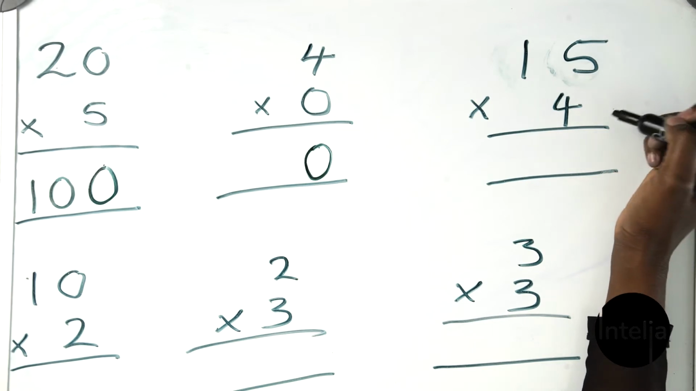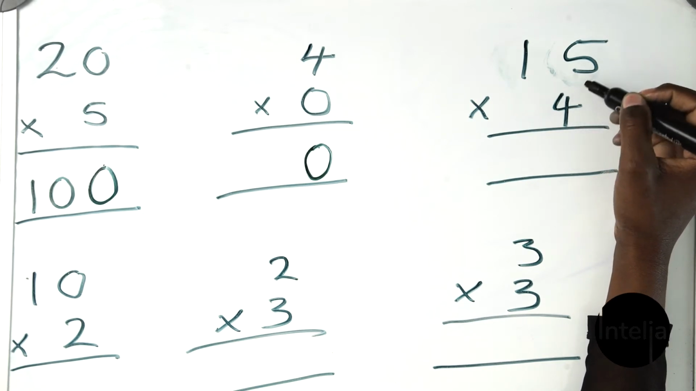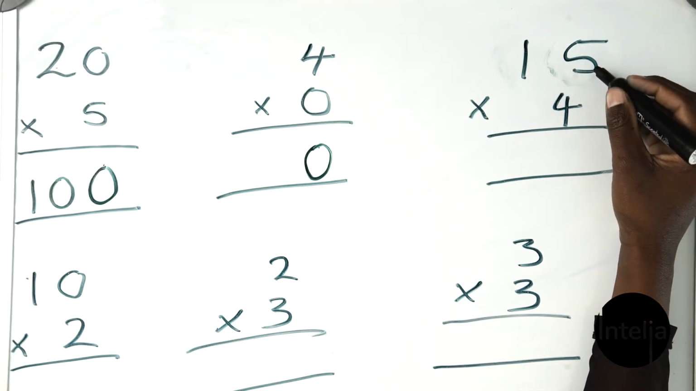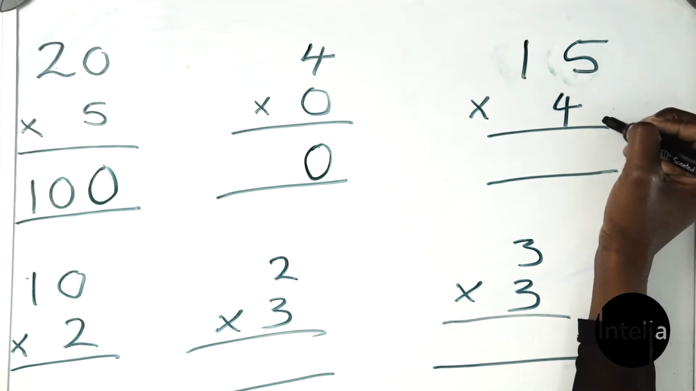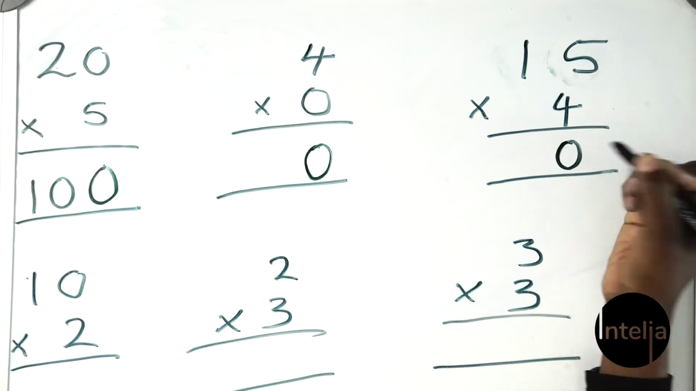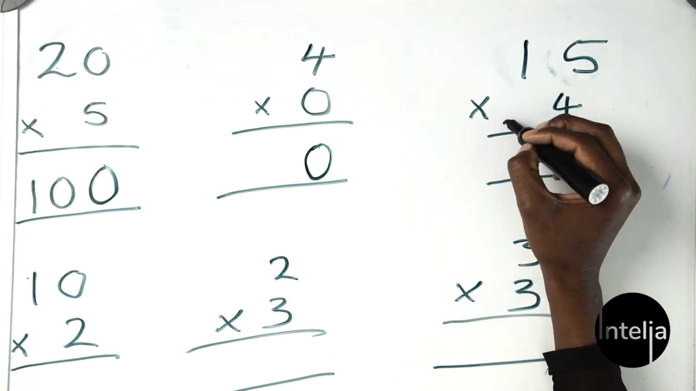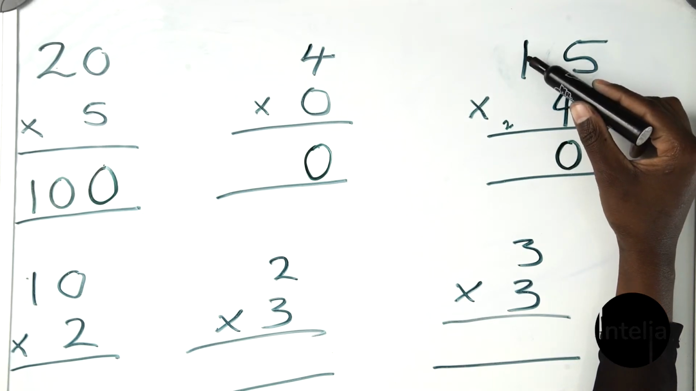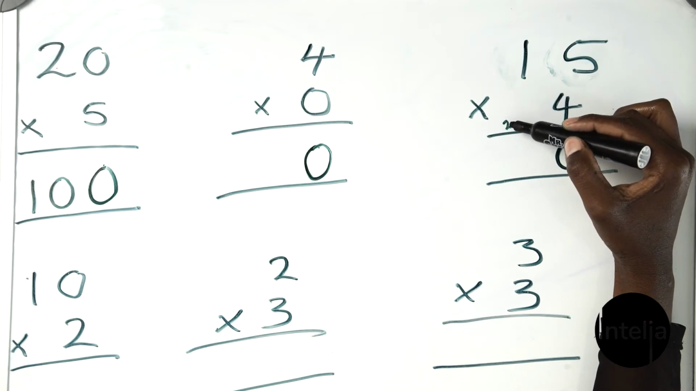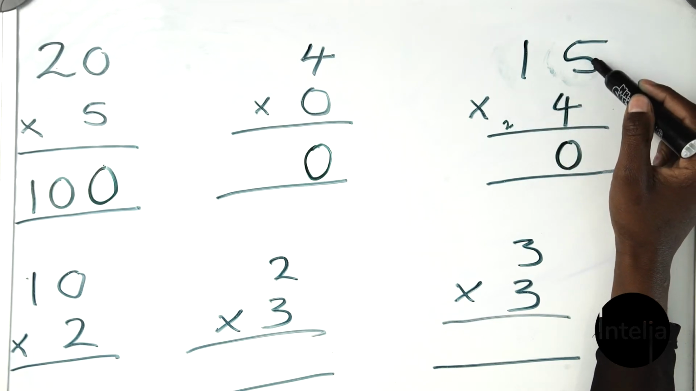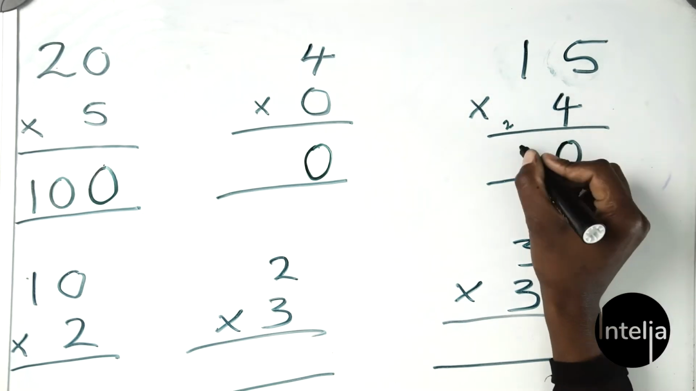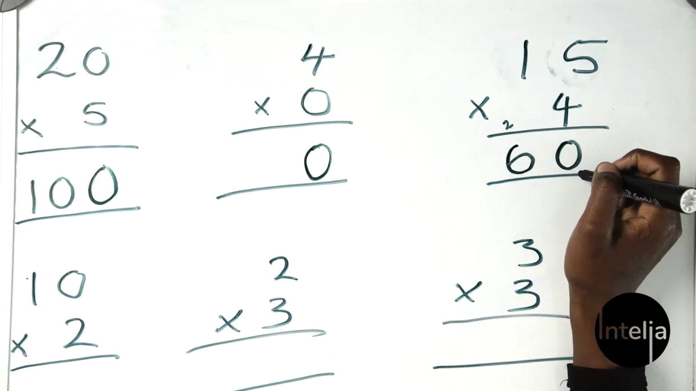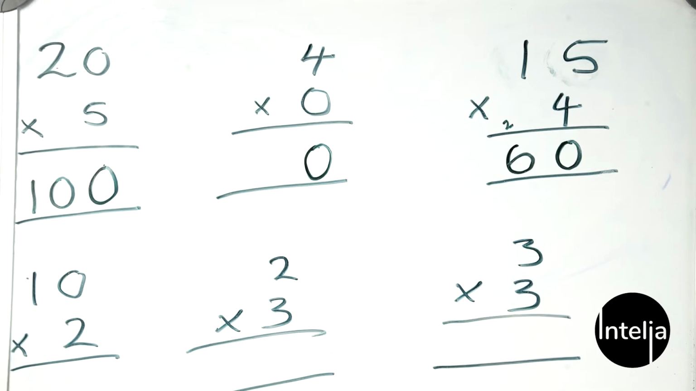15 times 4. So you multiply the 4 and the 5 first, then the 4 and the 1 last. So you say 4 times 5, that's 20. So you put your 0 here and then you carry your 2 here. And then say 4 times 1, that's 4. And then you add that 2 you get from 5 times 4, which was 20. And then it becomes 6. Then you put your 6 here. Then your answer is 60. And then we move on to the next one.